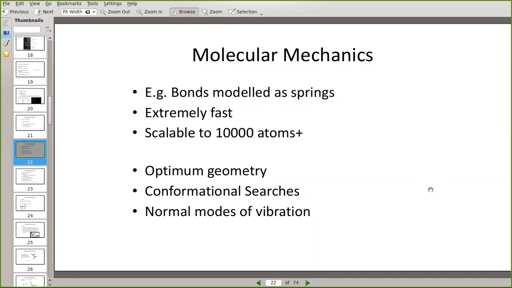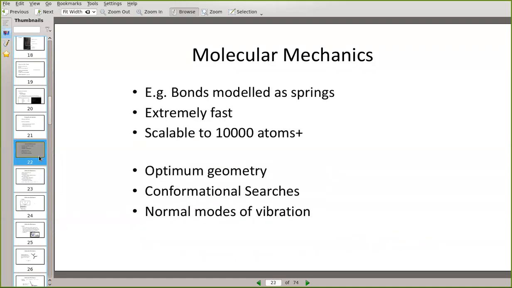And it is immensely powerful in that we can get an optimum geometry. We can also do conformational searches. You can imagine that if you're trying to find thousands and thousands of conformations, you need something that's really fast that will very quickly provide you with an energy for each of the conformations. And we can explore other things like normal modes of vibration.